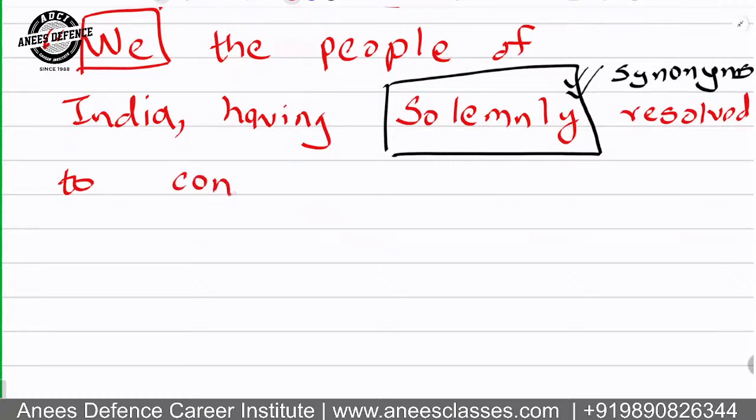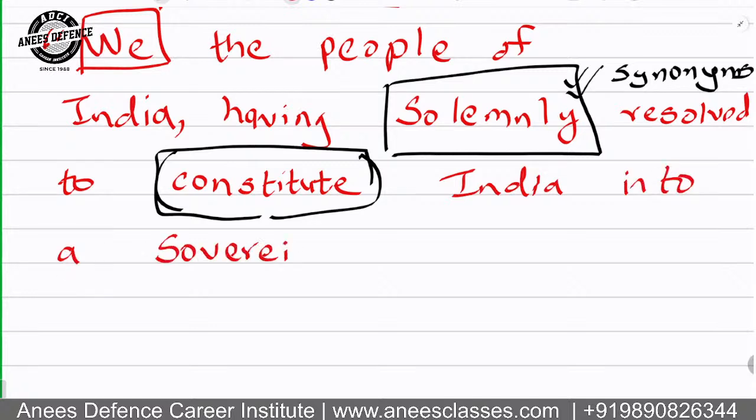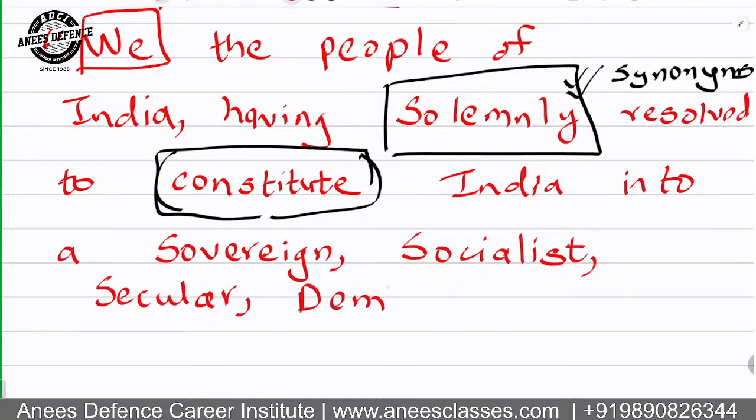Resolve to constitute. Now you have to pay attention to the word. You have to search the meaning of this word also and the synonyms. Now, constitute India into a sovereign, secular, democrat, sovereign. Acha, one word I have missed. Socialist, secular, democratic, republic.